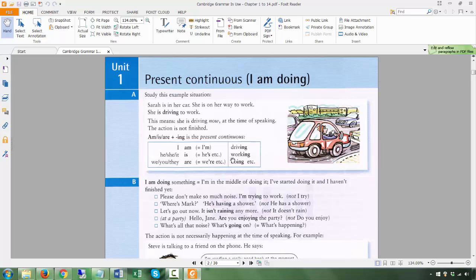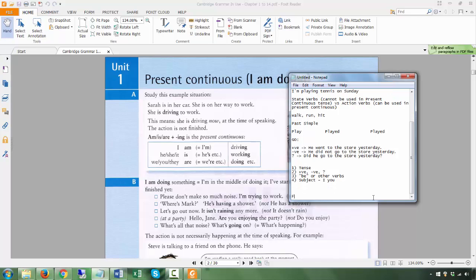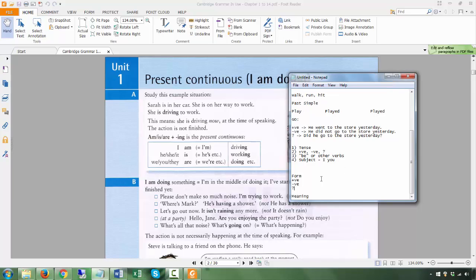Okay, remember, get the form, get the meaning, both very important. And form, you need to know how to form it in the positive, the negative, and the question. Okay, all right, that you have to master for present simple, present continuous, and past simple. That will be the start. All right.